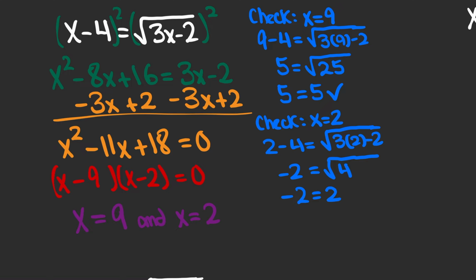So negative 2 is equal to 2. Does that make sense? No, it does not. So this is not going to be a solution. So in this case scenario, the only solution is x equals 9.